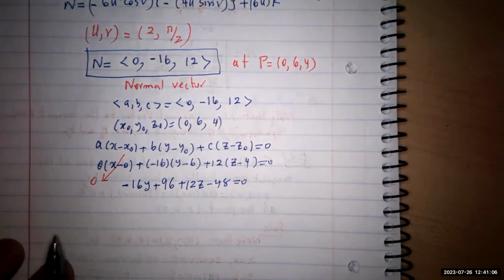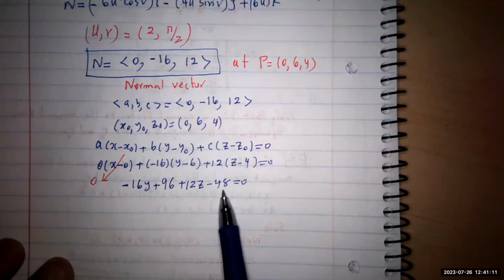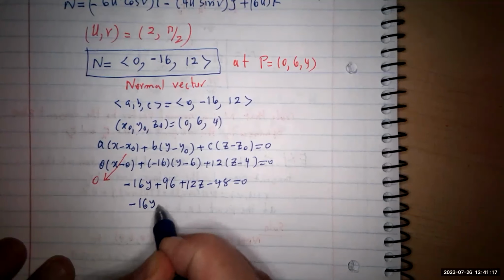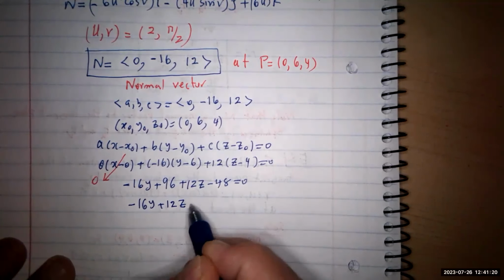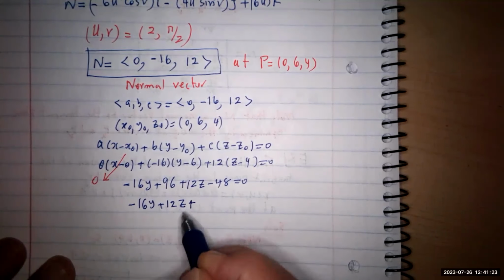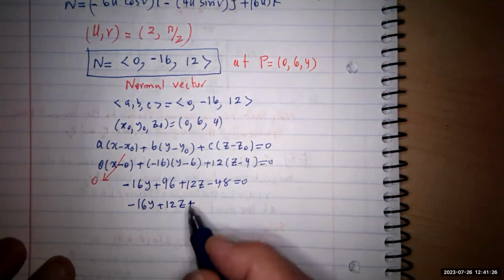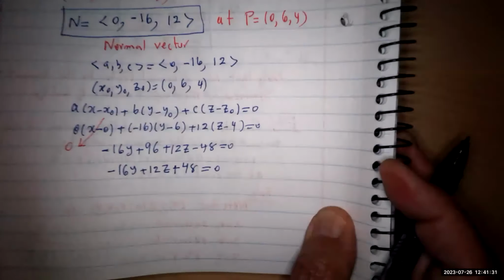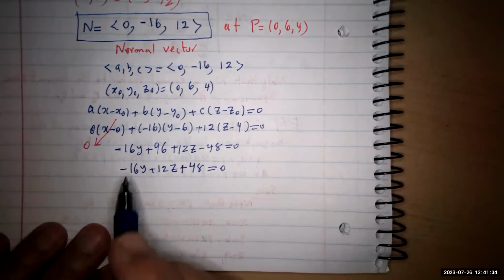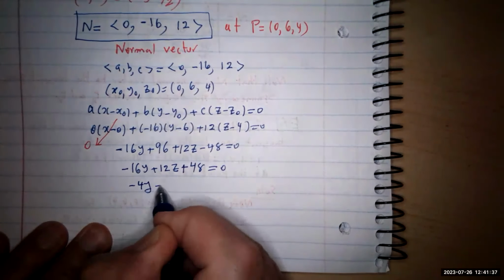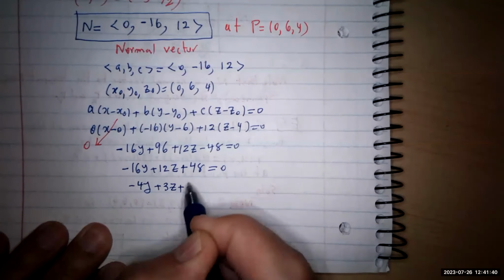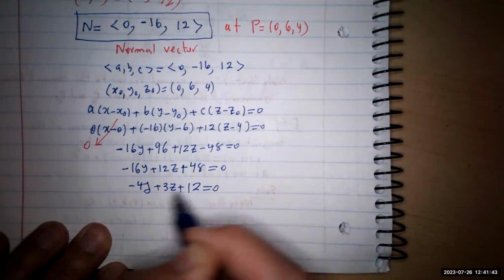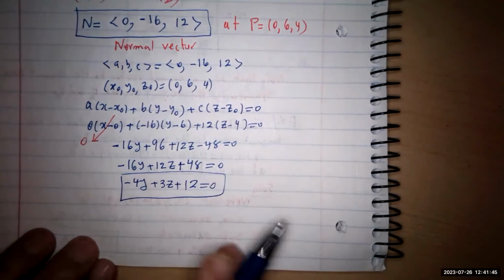So put them together, that gives you the final answer. You can simplify it. It's negative 16y plus 12z, and the number is going to be plus 48, equal to 0. You can simplify it by 4, and that gives you negative 4y plus 3z plus 12 equal to 0. So that gives you the equation of the tangent plane.